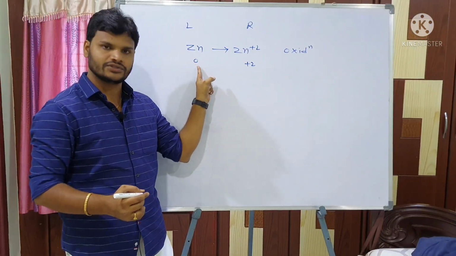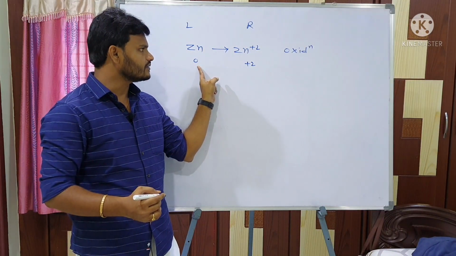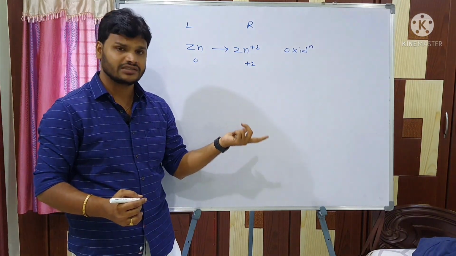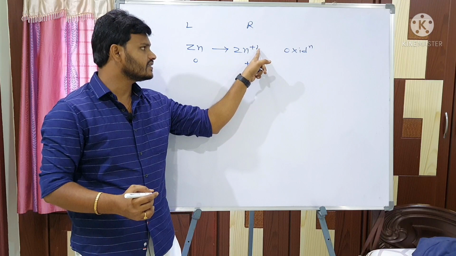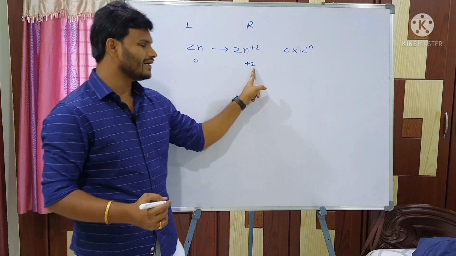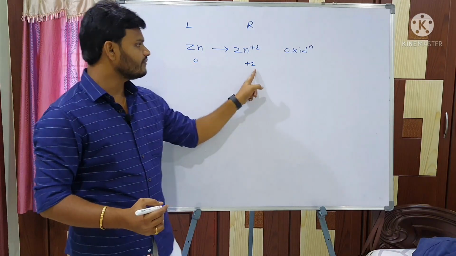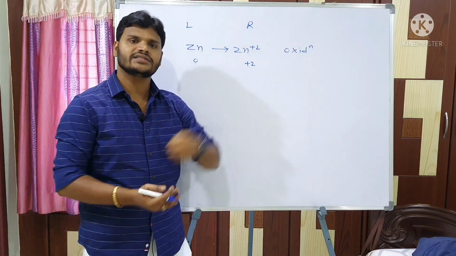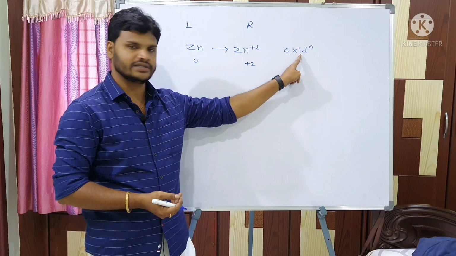So all elements in neutral form have oxidation number 0. For ions, the charge of an atom is nothing but its oxidation state. Here the charge is +2, that indicates +2. So left is 0, right is +2. So left to right, 0 converts into +2, that indicates oxidation number increases, that is oxidation.